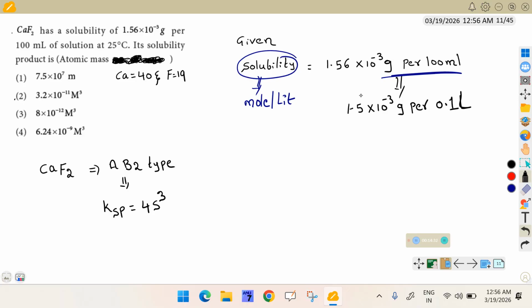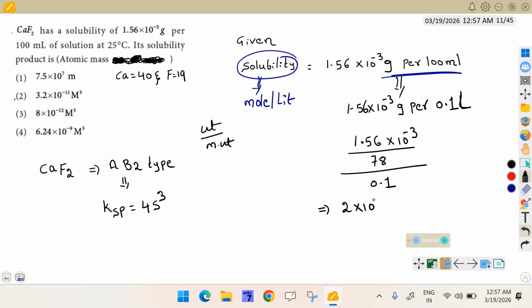Then, how to calculate mole? Mole is equal to weight by molecular weight. Weight we already know, 1.56 into 10 power minus 3, by 78. This whole is the mole, divided by liter, divided by 0.1. You can simplify, you will get 2 into 10 power minus 4 is the solubility.